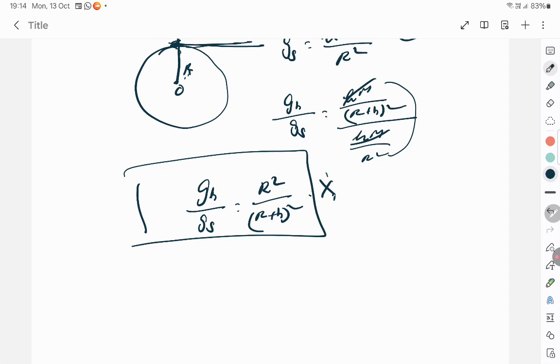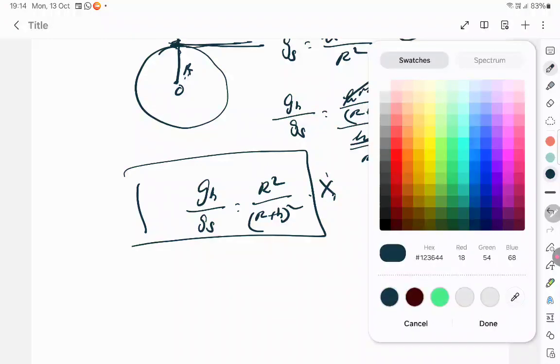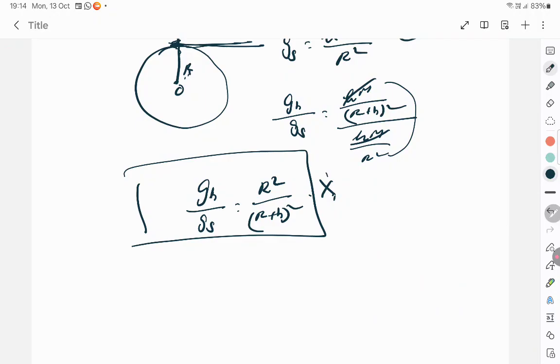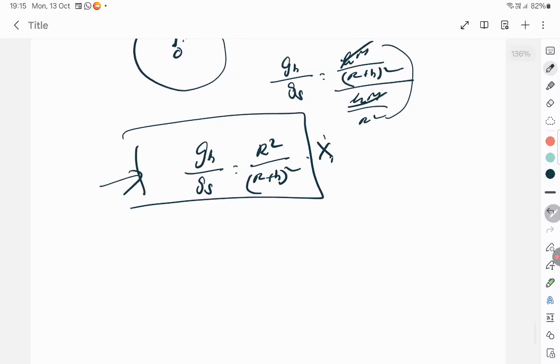Numerator over denominator, square. This is the gravity formula you get. This formula is very important.